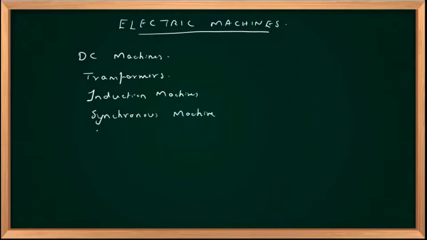And we'll move on to special types of electrical machines like single phase machines, reluctance motor, like that. So we'll be organizing the class like this. Almost 3 to 4 hours will be required for covering each area. So we'll be starting with DC machines today. DC machines.